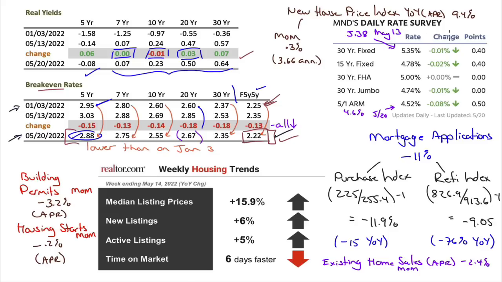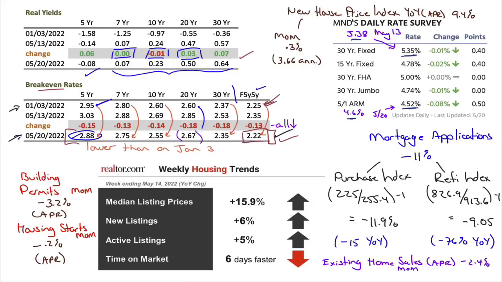Here are the mortgage rates as of Friday. The 30-year fixed was 5.35. The week before was 5.38, basically unchanged. The adjustable rate mortgage, the one-year, is 4.52. Last week it was 4.6. And we had a bunch of housing data over the week.